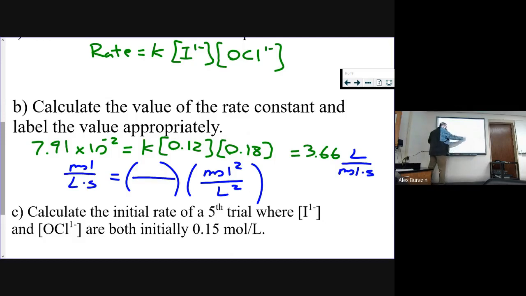Well, I have one too many moles on top, so I need to cancel one of those. I have one too many liters on bottom. I need to cancel one of those, and I'm missing the seconds chunk. And there's my label of K.